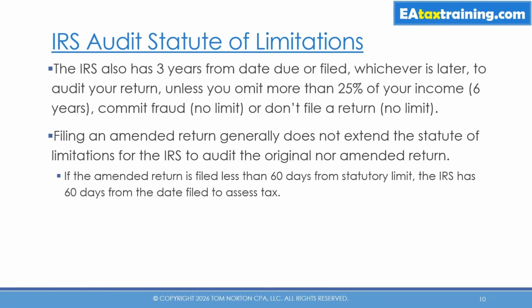We know that you have the later of 3 years from when you filed your return or 2 years from when you paid your tax to amend your return. But how long does the IRS have to go back and audit your return? Well, the IRS has 3 years from the date due or filed, whichever is later. So again, if you filed on March 1st, they've got 3 years from April 15th in order to audit your tax return. Unless you omit more than 25% of your income, in which case they've got 6 years instead of 3 years. Or if you commit fraud, in which case there is no statute of limitations.